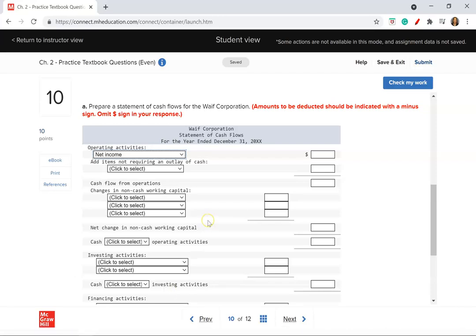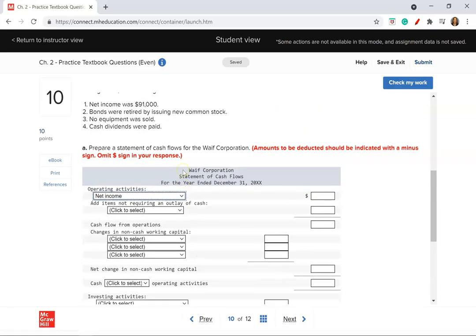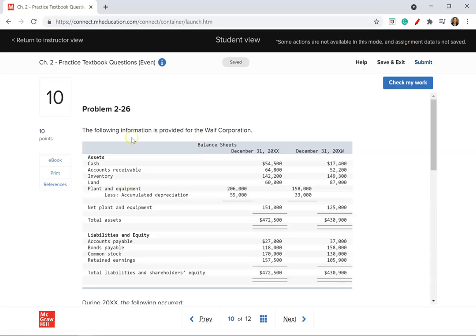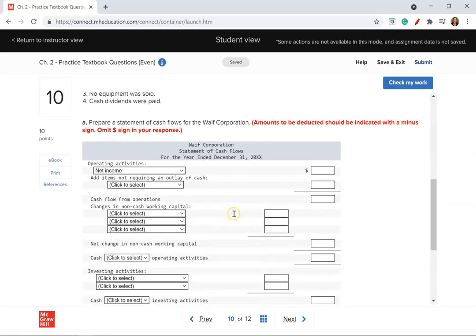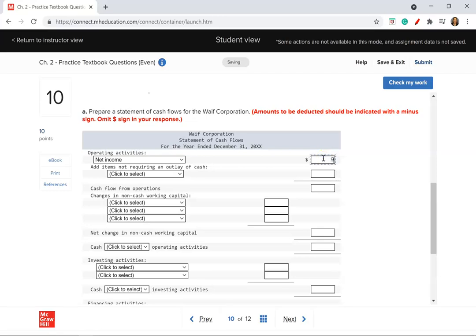Now, if I go back to the question, the problem here is that they didn't give me an income statement, and that's usually where I find my net income. But they did tell me, they said net income is $91,000. So I can go ahead and put that amount in here.